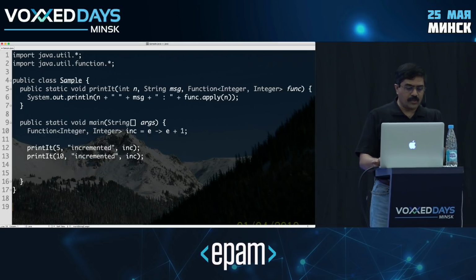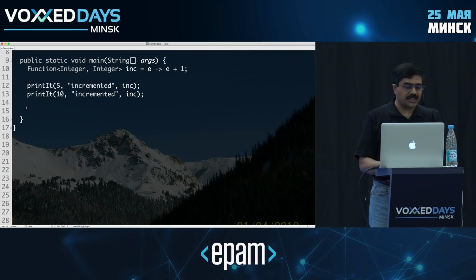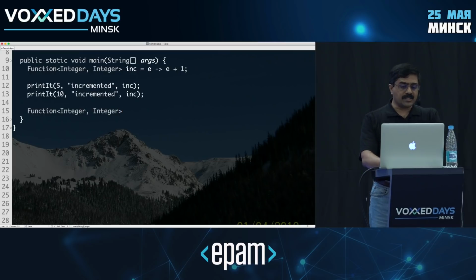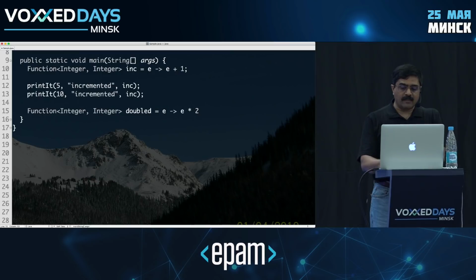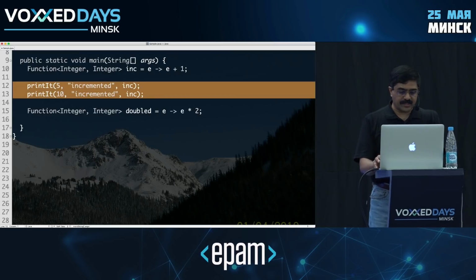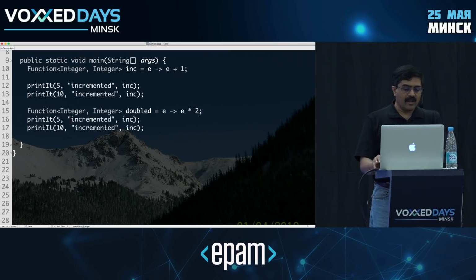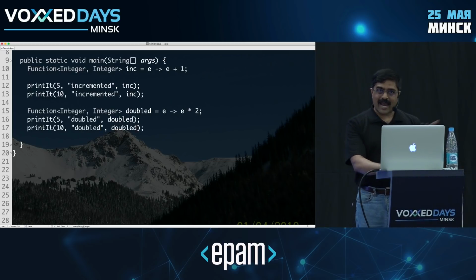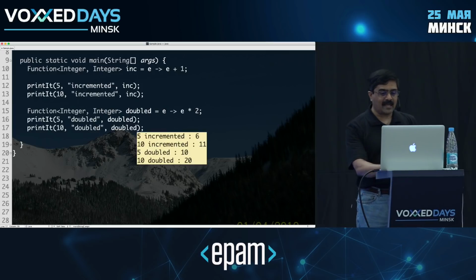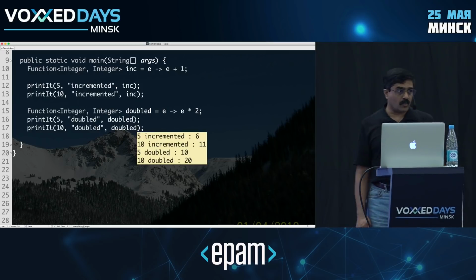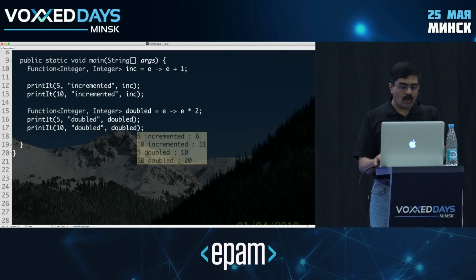Now what I can do is create one more function here, and the function is going to take an integer, return an integer, but this time I'm going to say doubled is equal to, given an element, return element times 2. You know where I'm going with this. I can simply say now 5 doubled is going to be doubled, and similarly 10 doubled is going to be doubled as well. And 5 doubled becomes 10, 10 doubled becomes 20, and you can see 5 doubled and 20 doubled. But what do I really want to do now?